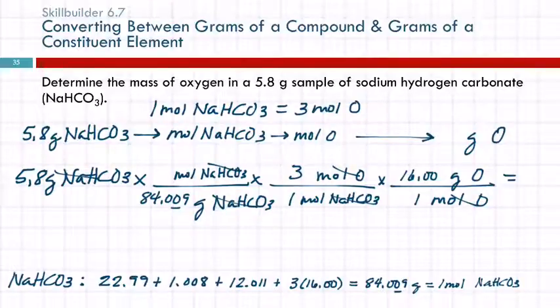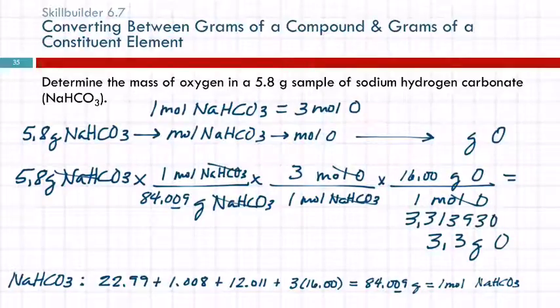So I do 5.8. Well, that would be a 1 up here. You can multiply by 1 if you want to. Divide by 84.009 times 3. Divide by 1 if you like. Times 16, divide by 1, and I'm going to get 3.3 grams of oxygen. My calculator is showing me 3.31393065, but I just need the first 2.